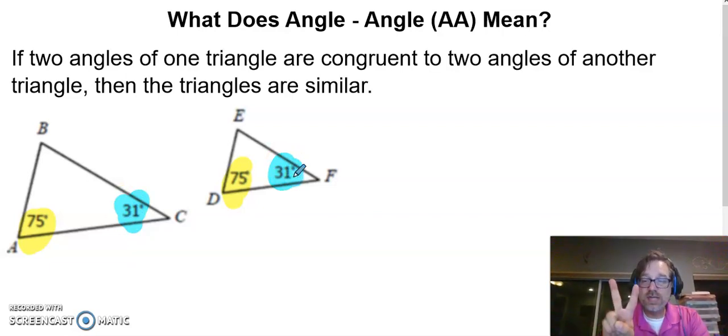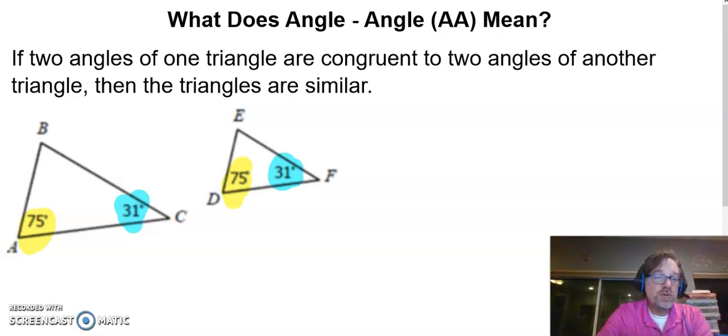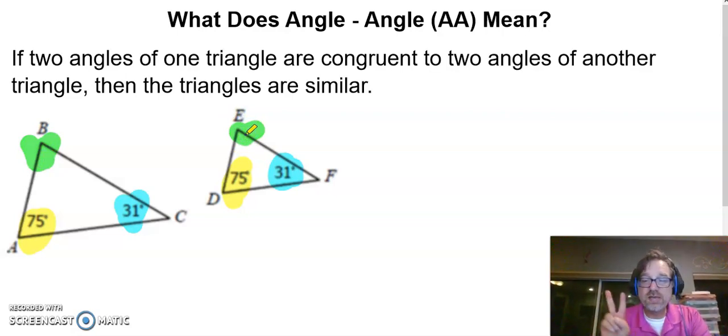Now, if 2 angles of a triangle are congruent to 2 angles of another triangle, what we know automatically, that should have been a different color. That should have been green. What we know automatically is that the third angles are also congruent. If 2 angles of 2 triangles are congruent, the third angles have to be, because remember, angles of a triangle always add up to 180.